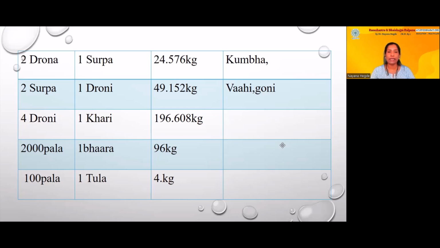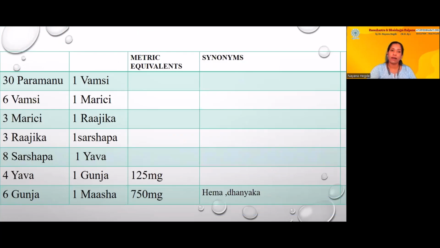So 2 shurpa leads to 1 droni, that is 49.152 kg. 4 droni is equal to 1 khari. The metric equivalent weight is 196.608 kg. Then 2000 phala is equal to 1 bara, that is 96 kg. Tula is 100 phala. The metric equivalent weight is 4 kg. So this is the Magadhiya Pautava Mana. It is a bit lengthy, but if we understand and remember this Magadhiya Pautava Mana, it is important for 5 marks in the exam.